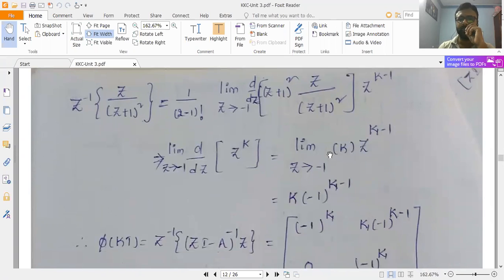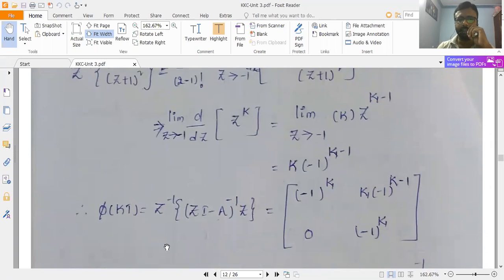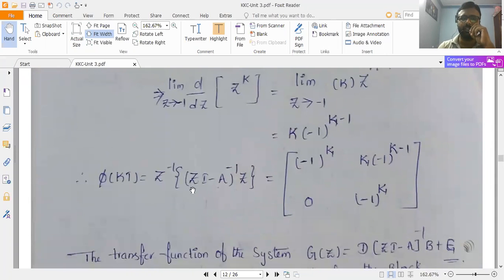So upon certain calculations, we are going to get the value of z divided by (z plus 1) whole square as k into (minus 1) whole power (k minus 1). Okay, so the state transition matrix is going to be obtained as phi of kT is equal to z inverse of (zI minus A) whole inverse into z, and we are going to get the value that is (minus 1) whole power k, k into (minus 1) whole power (k minus 1), 0, and (minus 1) whole power k. Okay, so in this way we are going to calculate the state transition matrix for this particular problem.